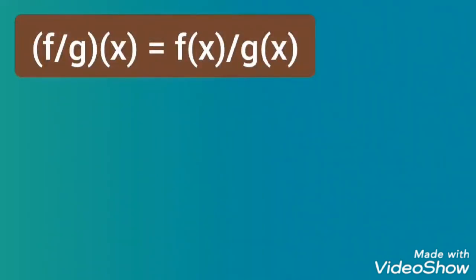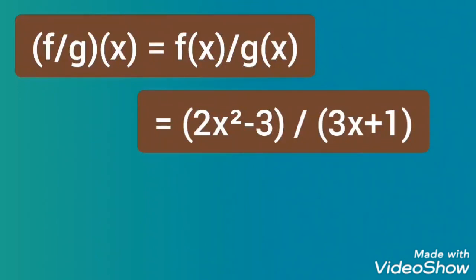And last but not the least is the quotient. The f over g of x equals 2x squared minus 3 divided by 3x plus 1. So we've already substituted the values, and then we cannot simplify 2x squared minus 3 over 3x plus 1. So be it, as long as the value of g of x here is not equal to 0. That's it.